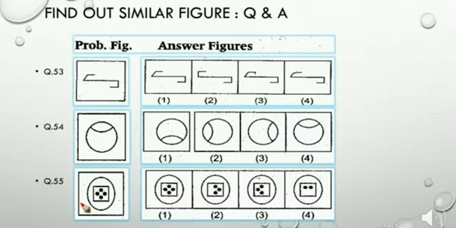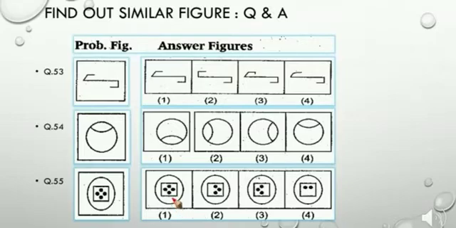Let's go to the next question, question number 55. This is the problem figure. Let's check for there is a circle in which there is a square, and inside the square there are shapes. So let's check whether these shapes are same available in any of the given answers.